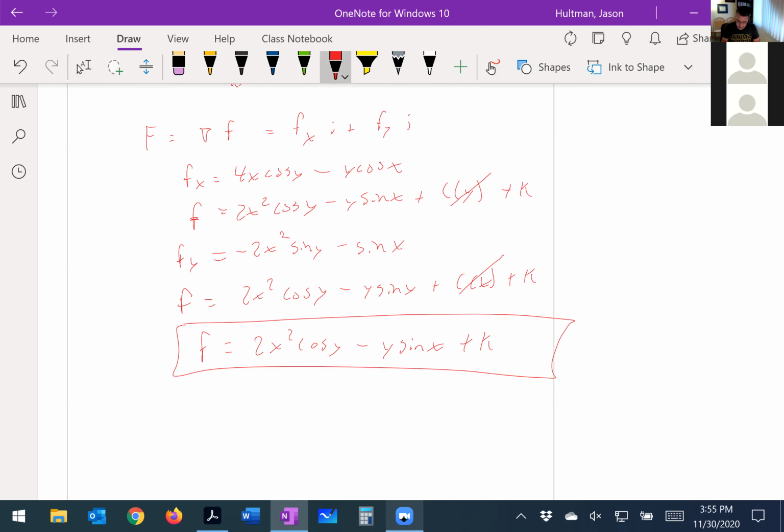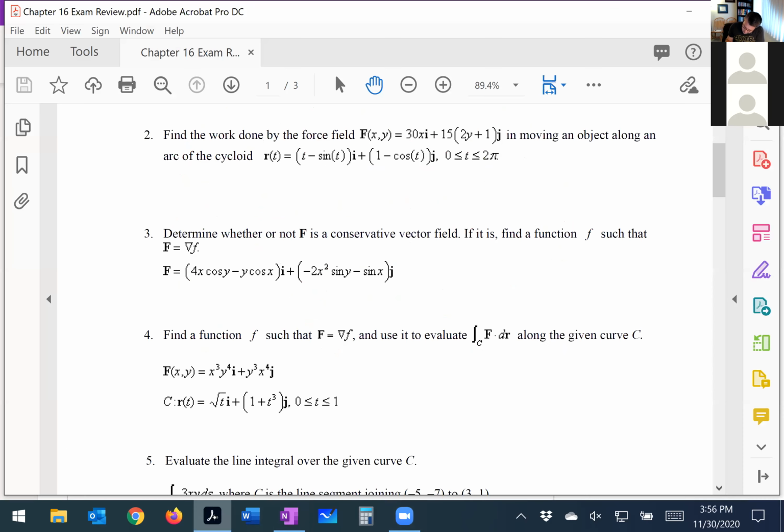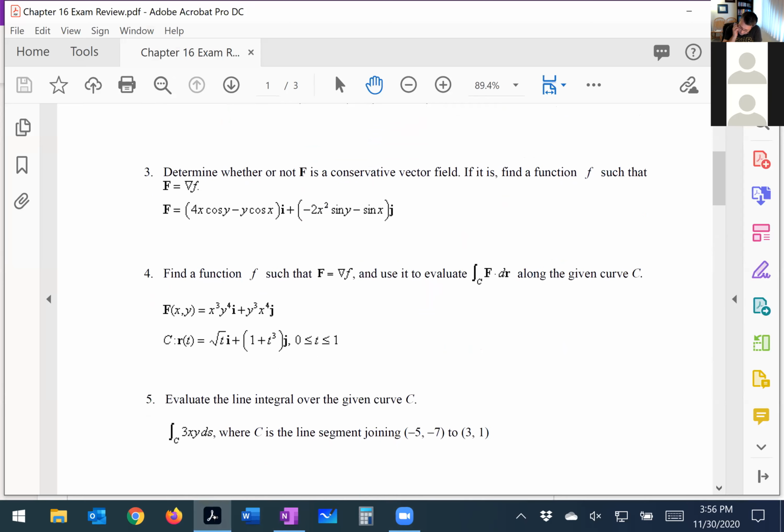Okay, so that's number 3. Okay, number 4. It says find a function f and then use it to evaluate this. So we're going to use the fundamental theorem of line integrals to evaluate this, right? Okay, is it conservative? Can we even do that? We'll check to see if the thing is conservative. Looks like it will be.